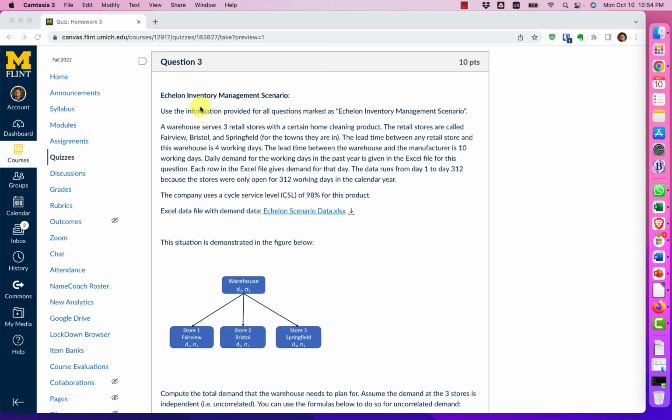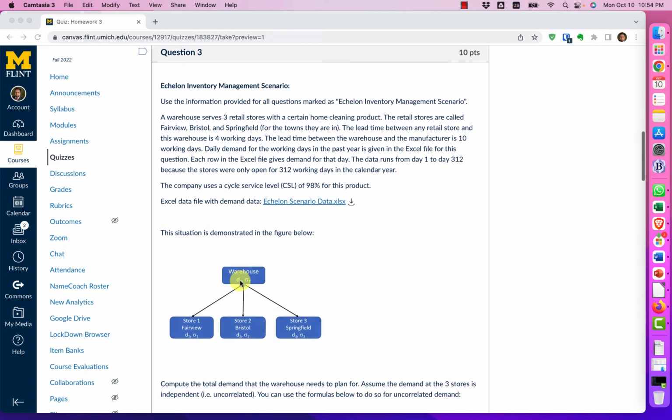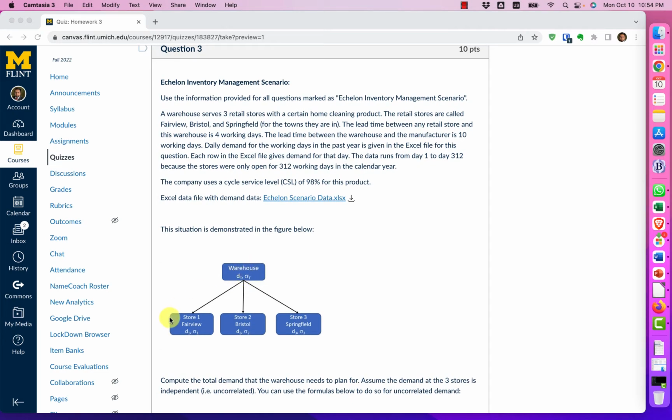In this video, we will be doing the echelon inventory management scenario. This is from the supply chain inventory management topic. So we have a warehouse, and in this example, this warehouse supplies 3 stores in Fairview, Bristol, and Springfield.